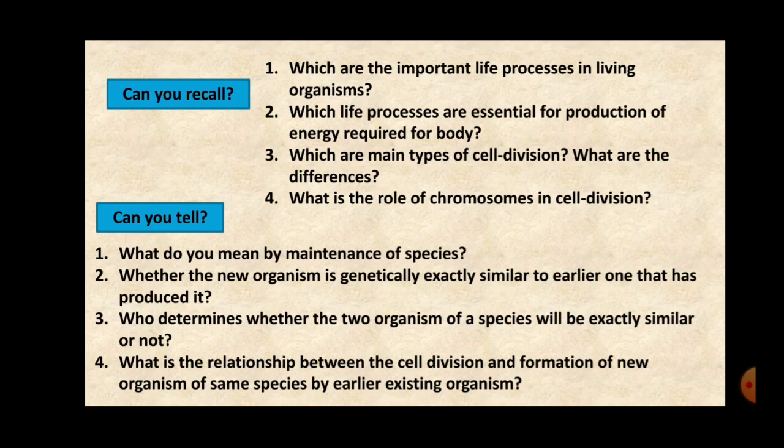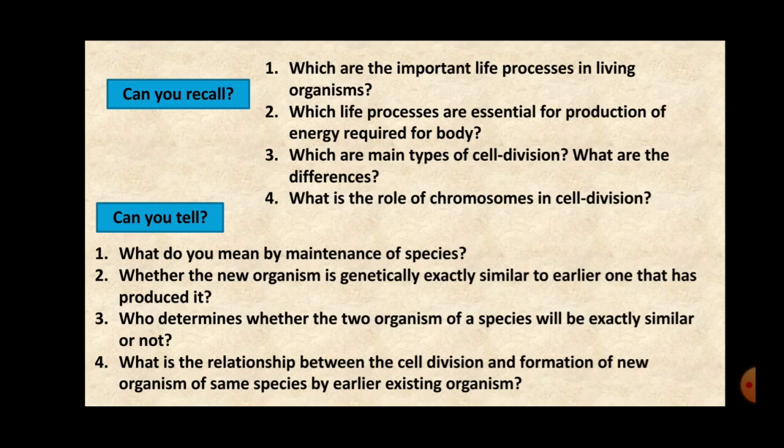Second question is, whether the new organism is genetically exactly similar to the earlier one that has produced it. Now, we had studied two types. First one is mitosis and the second one is meiosis, right? Now, when the new organism is produced, the main cell divides into two and it takes place by meiosis.